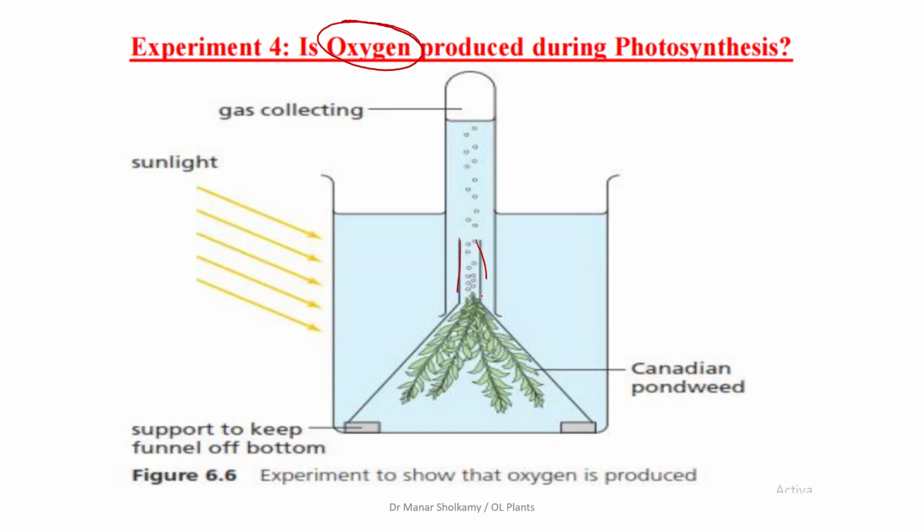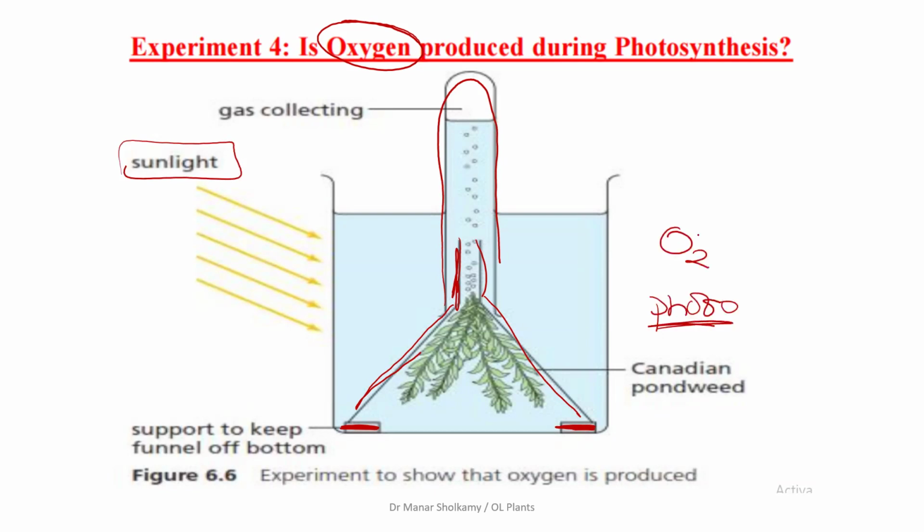We put an inverted funnel on top of the plant. And then we put small blocks of wood here to lift the funnel so that the water is able to circulate. And there is a test tube here, as you can see, and it is all inside water and it is exposed to sunlight. This plant should do photosynthesis and it should release oxygen as a waste product. When oxygen is released, I will see what? Bubbles. So bubbles are an indication that a gas has been produced.